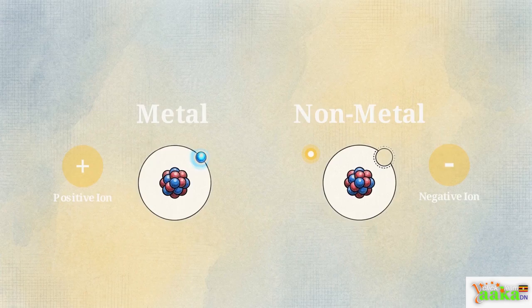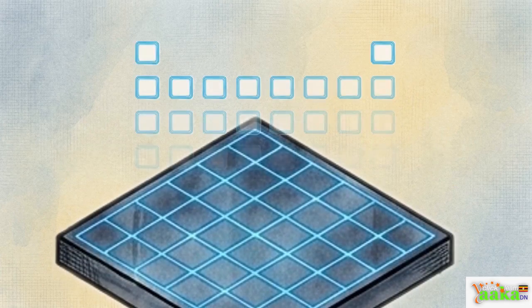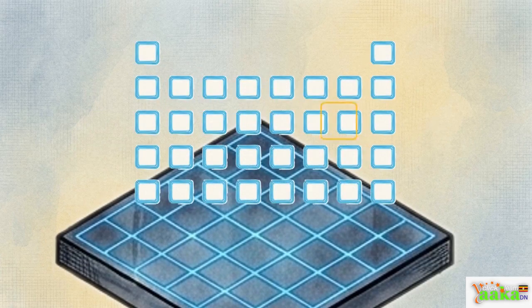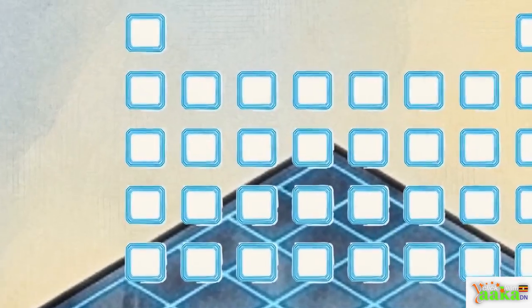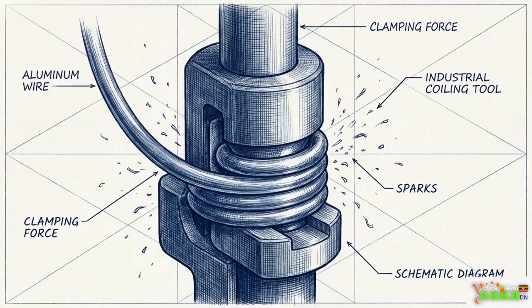The periodic table acts as a map for these properties. By identifying an element's position on the grid, we can anticipate its behavior, knowing whether it will conduct heat or how it will react with other substances. Take aluminum. Its position on the left side tells us it's a metal, which is why it's a reliable choice for objects that need to be shaped or conduct electricity.